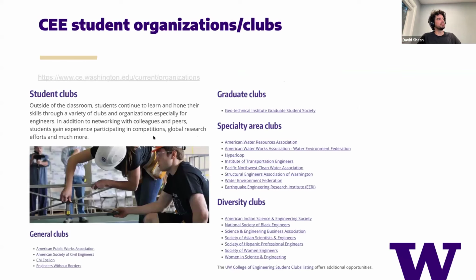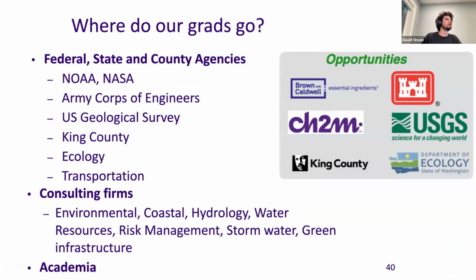And there are a number of clubs, both within the University of Washington, but specifically within civil. There's general clubs, the ASCE and Engineers Without Borders, and then some specialty areas, as well as diversity clubs. So not just for undergraduates, a lot of the graduate students engage with these. It's a great way to build community here.